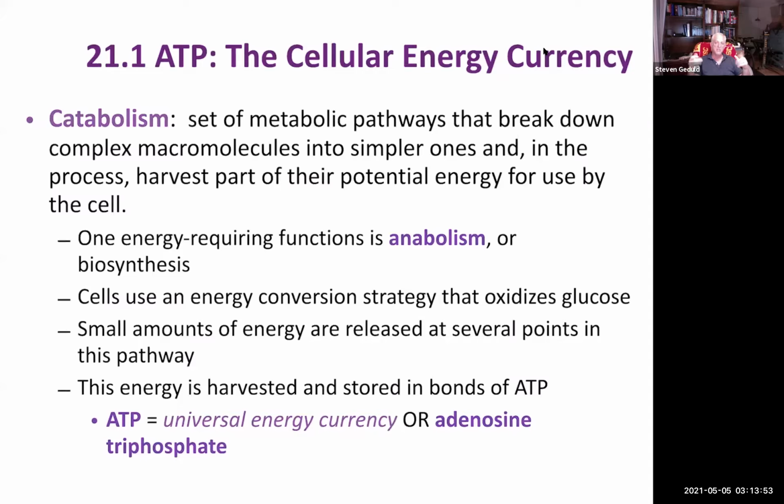Catabolism is the metabolic pathway that breaks down complex macromolecules into smaller ones. It's a process of harvesting parts of the potential energy for use by the cell. So catabolism is when we ingest something, we break it down, and then we can use that to produce energy that can be stored in the body for things that we need to do that require energy.